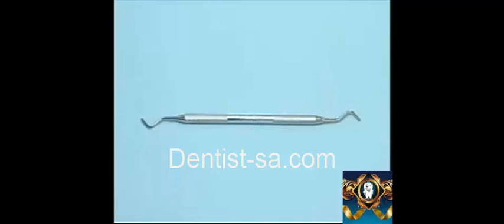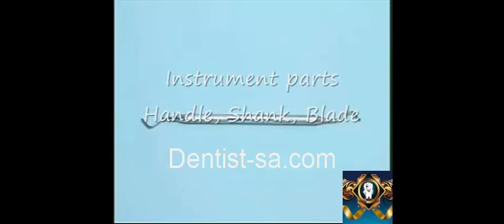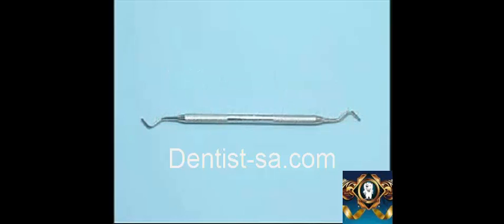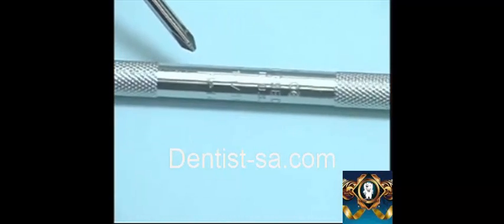Even though there is great variation among hand-cutting instruments, they have certain design features in common. Each hand instrument is composed of three parts: the handle, the shank, and the blade. The handle can be small, medium, or large, smooth or serrated. On the handle are two numbers.